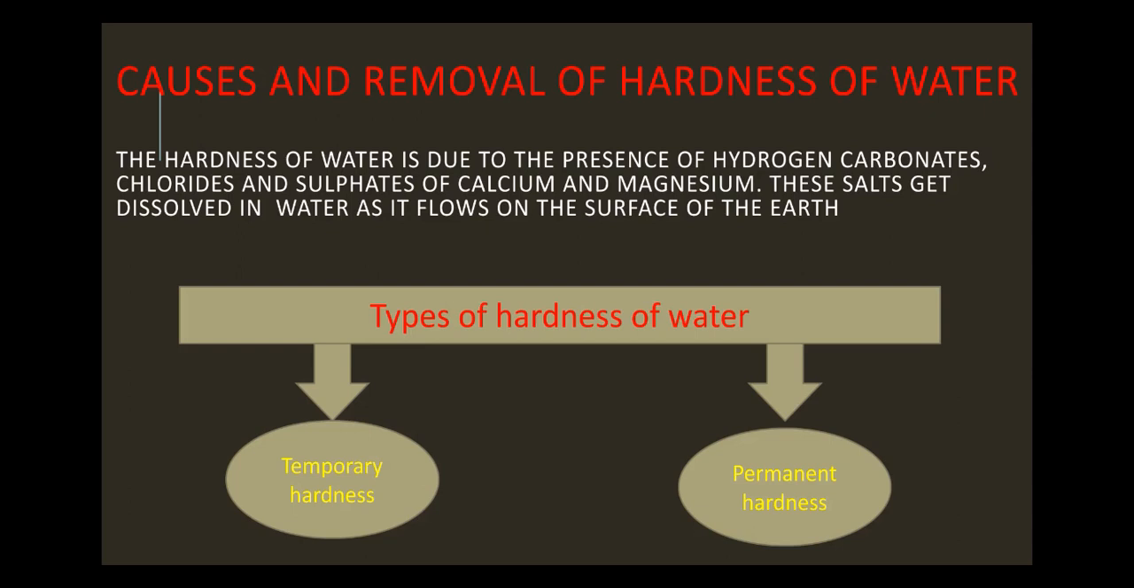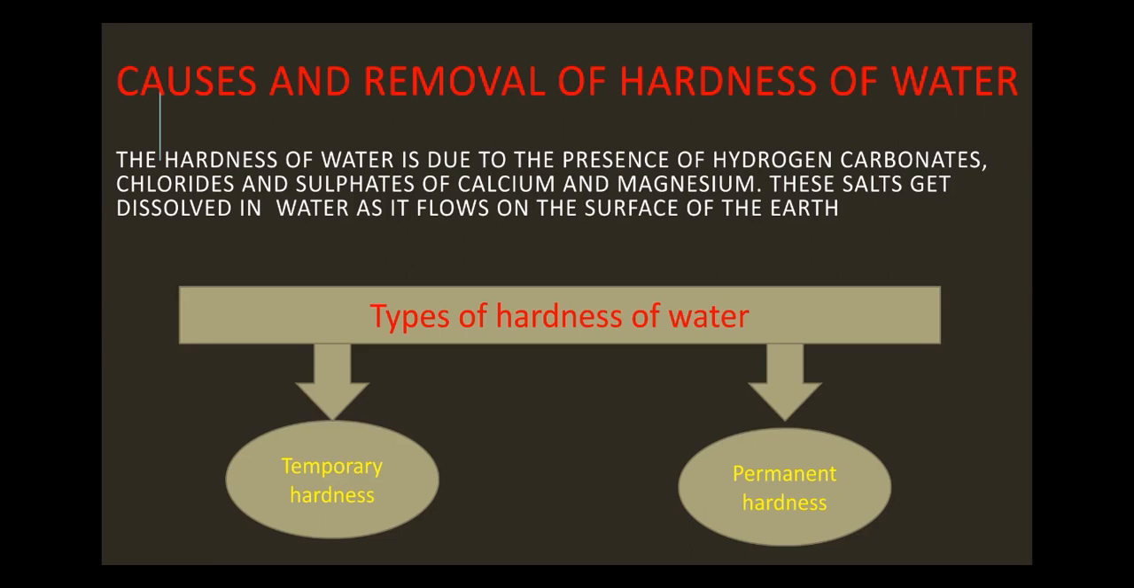Some disadvantages of hard water are that it forms scum or precipitate with soap, so it is unsuitable for laundry, and it is harmful for boilers because it causes the deposition of salt in the form of scale on the inner surface of the boiler.